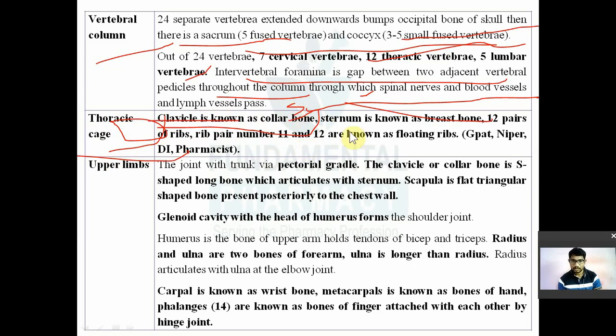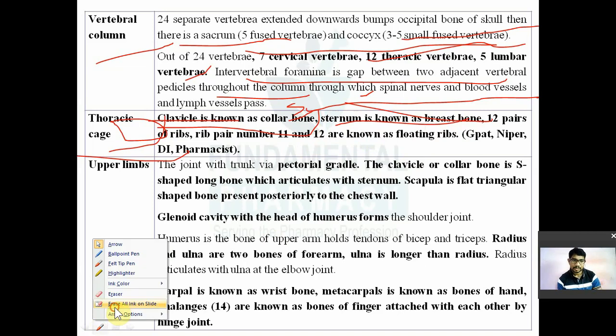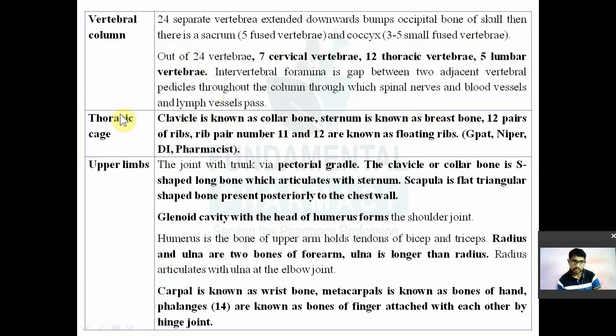And sternum, जो sternum है, that is known as a breastbone, which is a flat kind of bone. In the thoracic cage, sternum. So इसके ऊपर याद रखो: clavicle is an S-shaped bone, also known as a collarbone. Then your sternum is known as a breastbone.